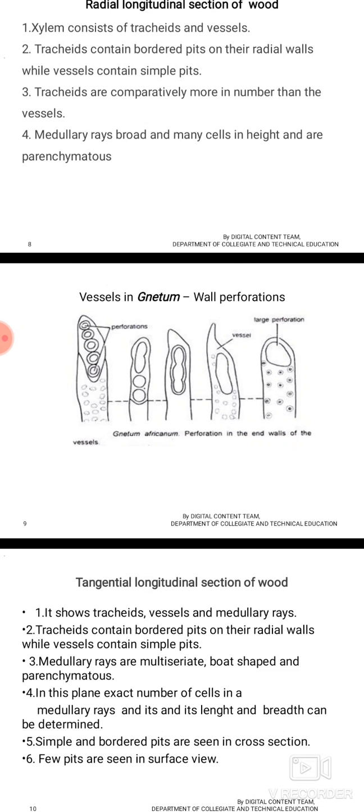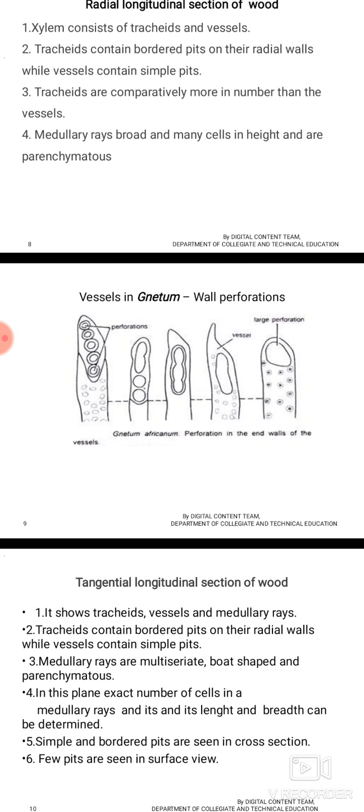Next, coming to tangential longitudinal section of a wood. It shows tracheids, vessels and medullary rays. The tracheids contain bordered pits on the radial walls while vessels contain simple pits. Medullary rays are multiseriate, boat-shaped and parenchymatous.